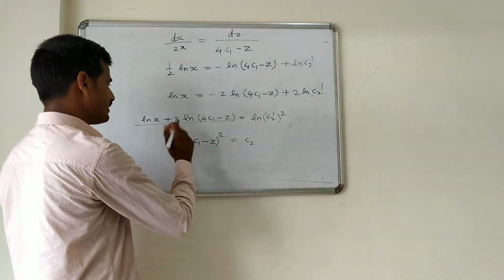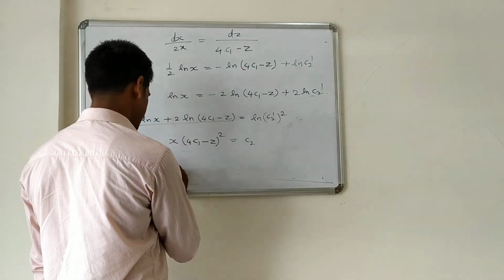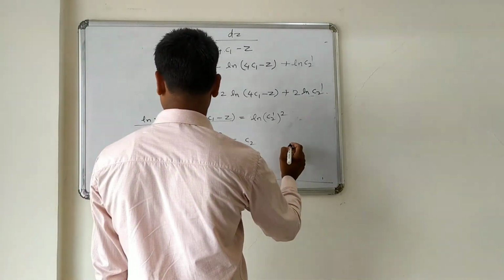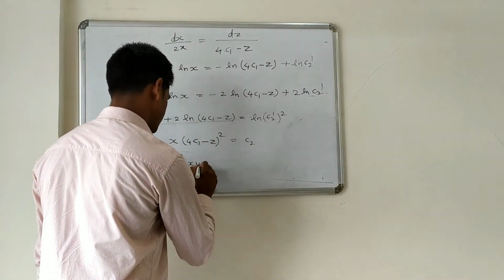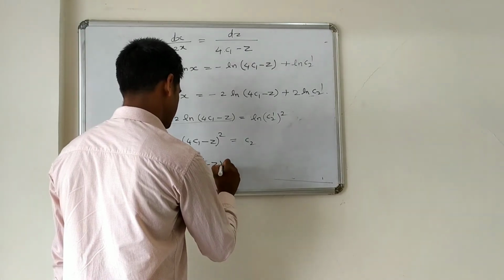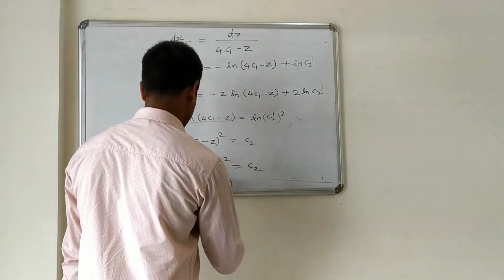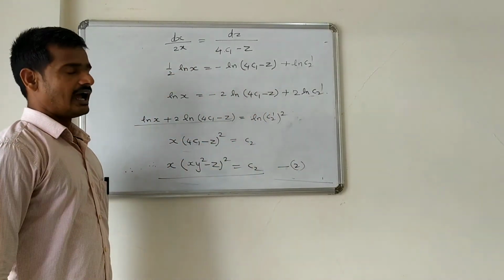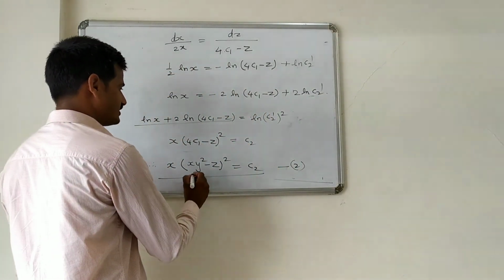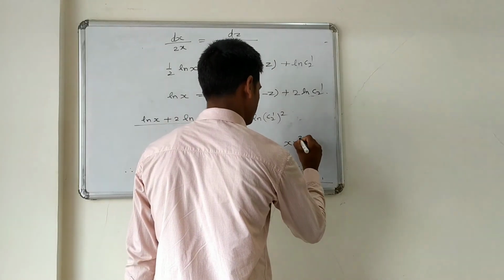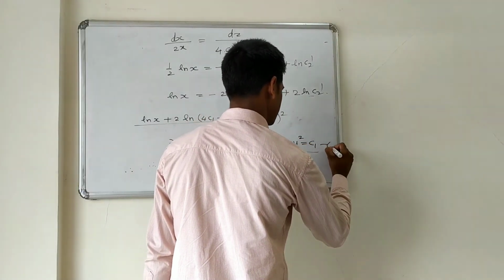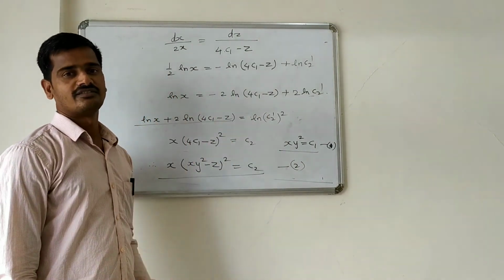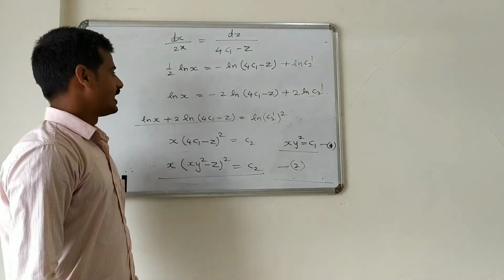So now replace c1 by what we have obtained, xy square. So I think x times 4xy square minus z whole square is equal to c2. So this is your second relation, and the first relation was xy square is equal to c1. This is the first relation. So the first and second relations together give the solution of the given differential equation. Okay, and I will explain.